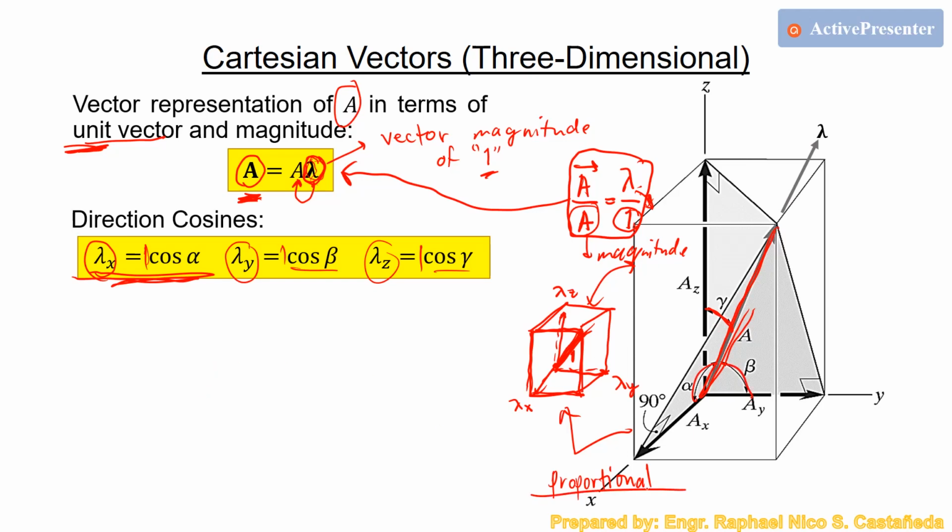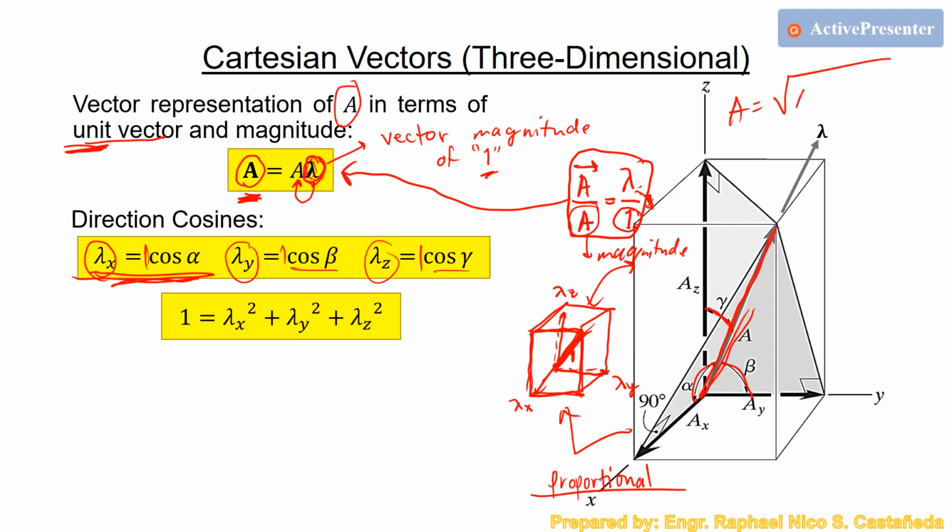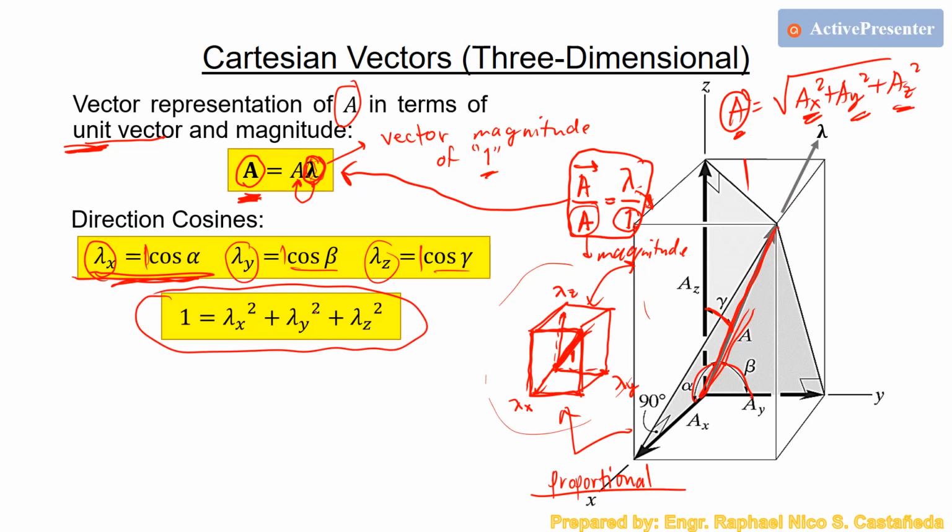They are proportional. Then for the identity, remember vector A equals the square root of Ax squared plus Ay squared plus Az squared. If you use this in this particular figure, the unit vector lambda has components lambda X, lambda Y, and lambda Z, and the magnitude is 1. So this will simplify to this equation: 1 equals lambda X squared plus lambda Y squared plus lambda Z squared.